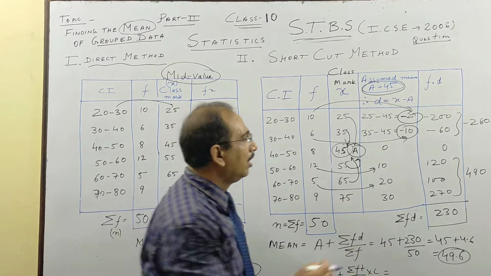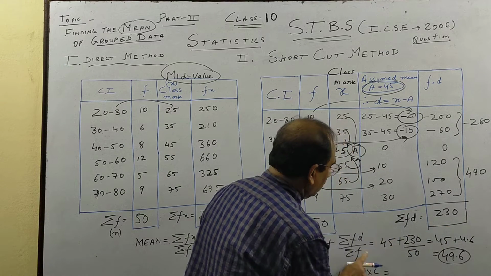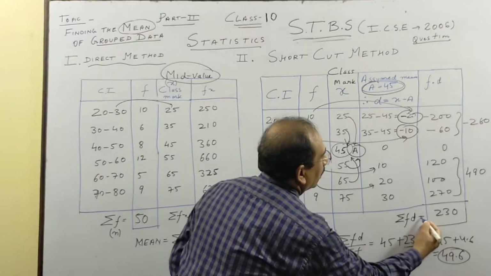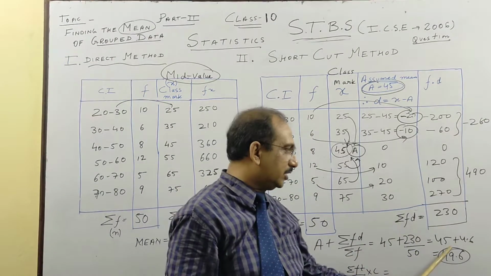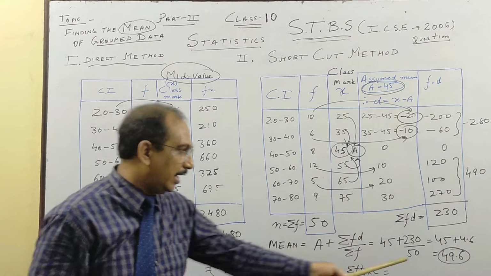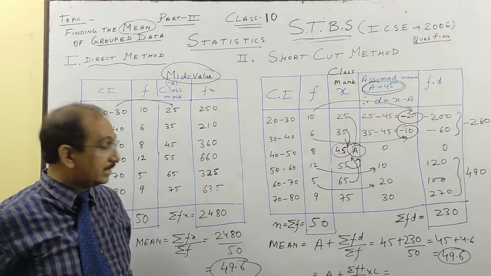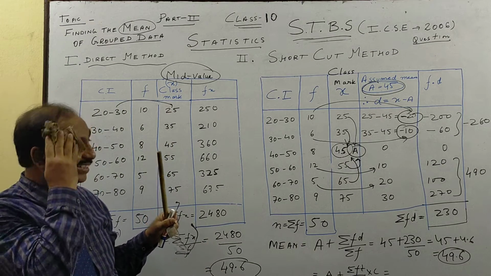So 45 plus 230, the summation of FD, by 50. So this 45, when you calculate this, you will get 4.6. Our answer is 49.6, which is the same as the answer under the direct method.